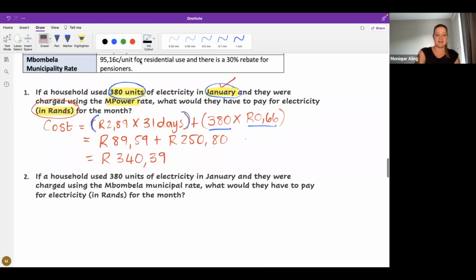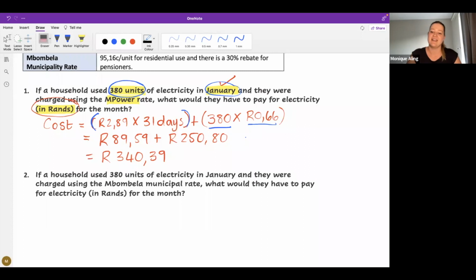So, firstly, I took 95.16 cents, then I divided it by 100 to get 0.9516. Good. Okay, so just pause there for a second.